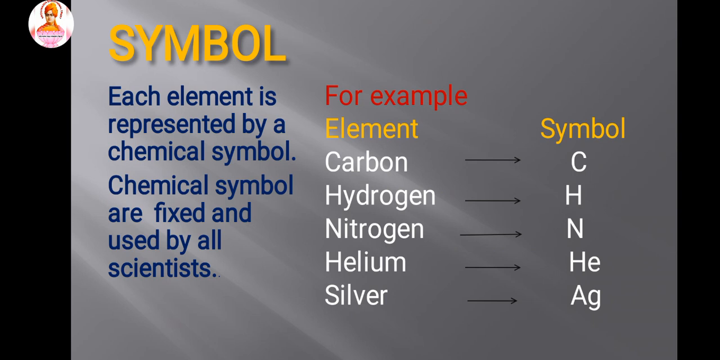Symbol. Each element is represented by a chemical symbol. Chemical symbols are fixed and used by all scientists. For example, carbon, the symbol is C. H is the symbol of hydrogen. N is the symbol for nitrogen. He is the symbol for helium. Then Ag is the symbol for silver.